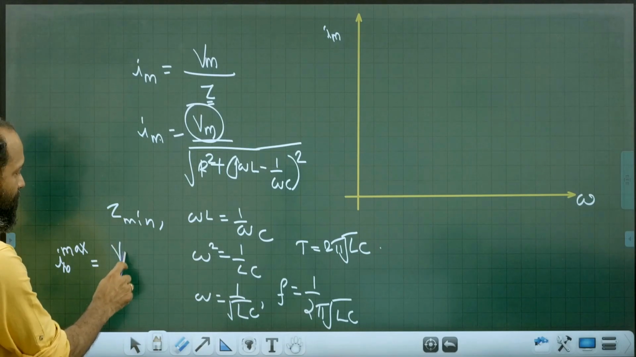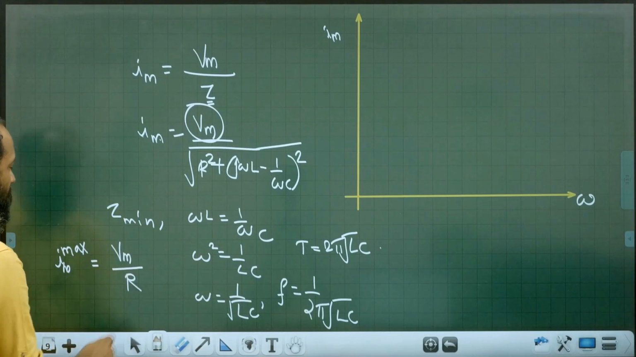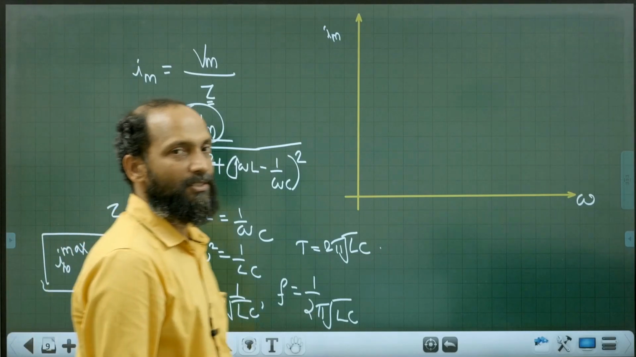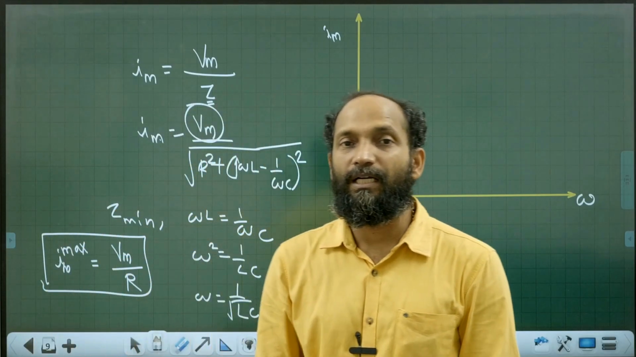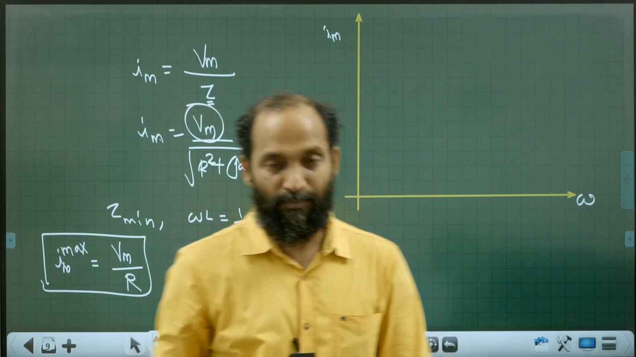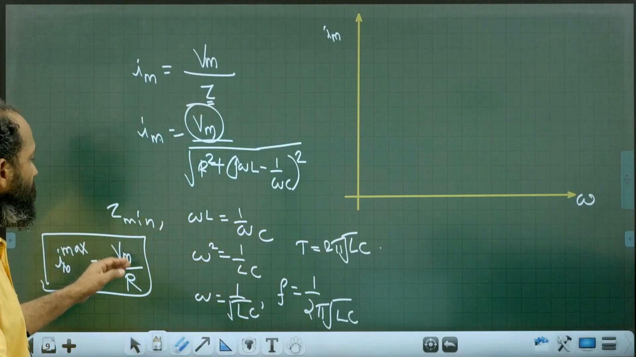So the current amplitude has become maximum. Im max is equal to Vm divided by R. What is Im max? Im max is the maximum current amplitude. Maximum of the current amplitude is called Im max, and Im max is equal to Vm by R.